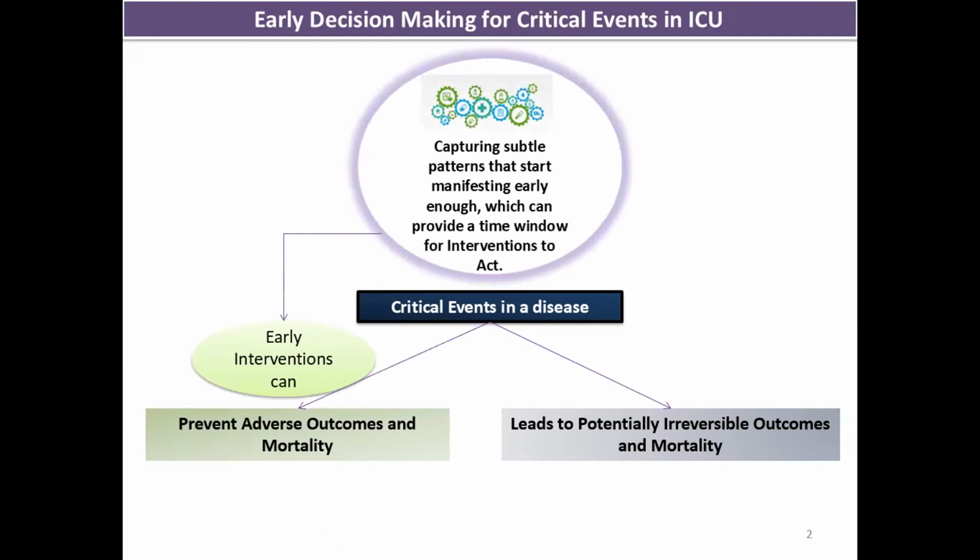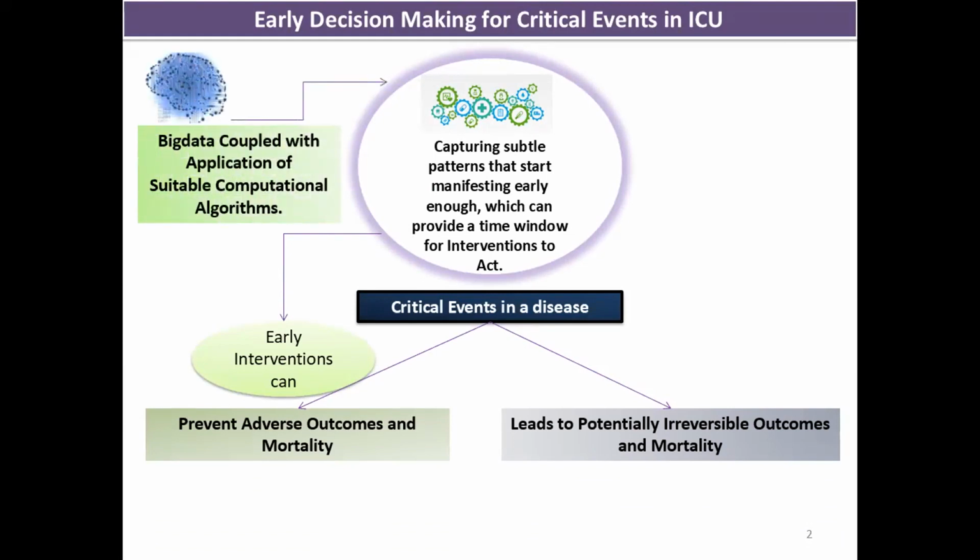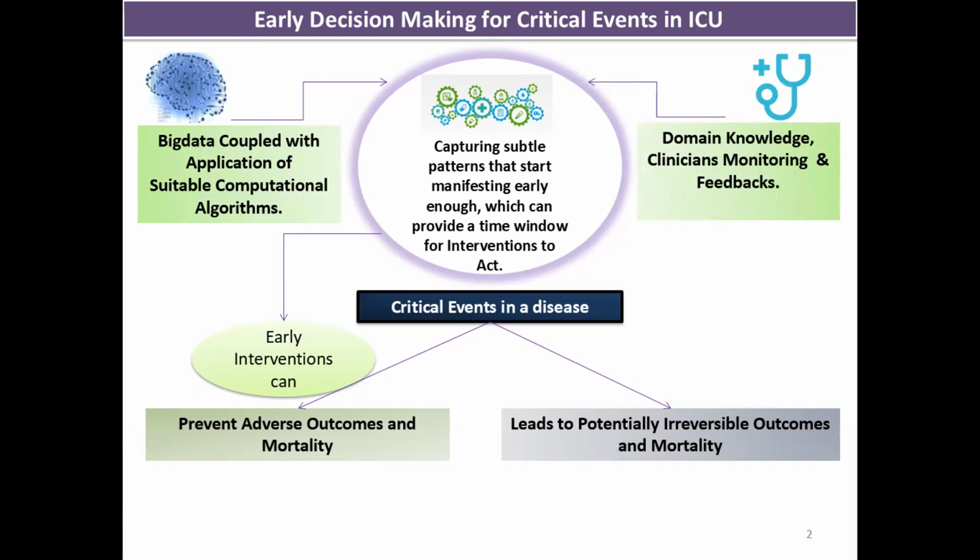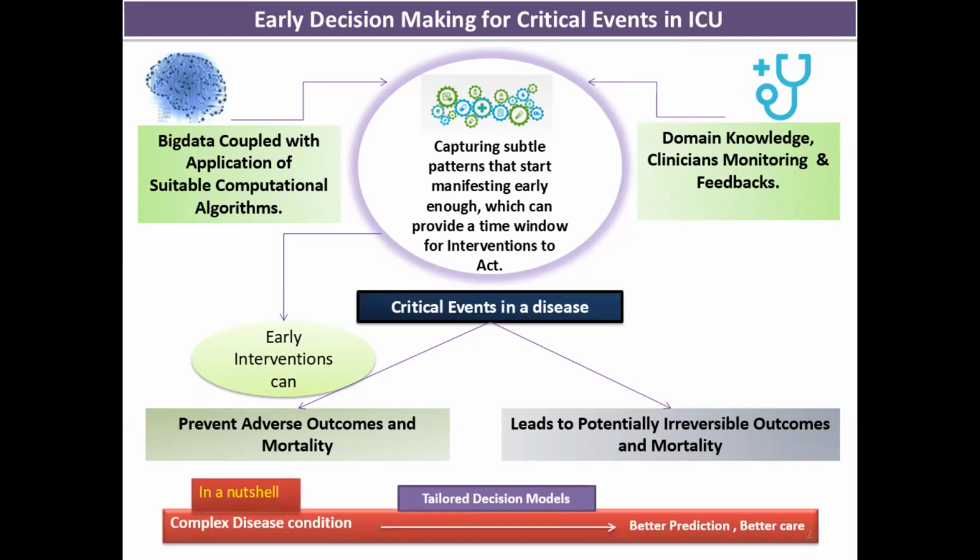What is required to provide this early intervention is to capture the subtle patterns in the data which start manifesting early enough to provide a window of time where interventions can act. This requires big data coupled with computational algorithms. But often these algorithms and the big data itself are not sufficient, and this might lead to the development of black box kinds of models. So we also need feedback from doctors, with clinicians actively monitoring and giving feedback on these models. In a nutshell, we have a complex disease condition, and if we can provide tailored decision models, we can provide better prediction and better care in the ICUs.